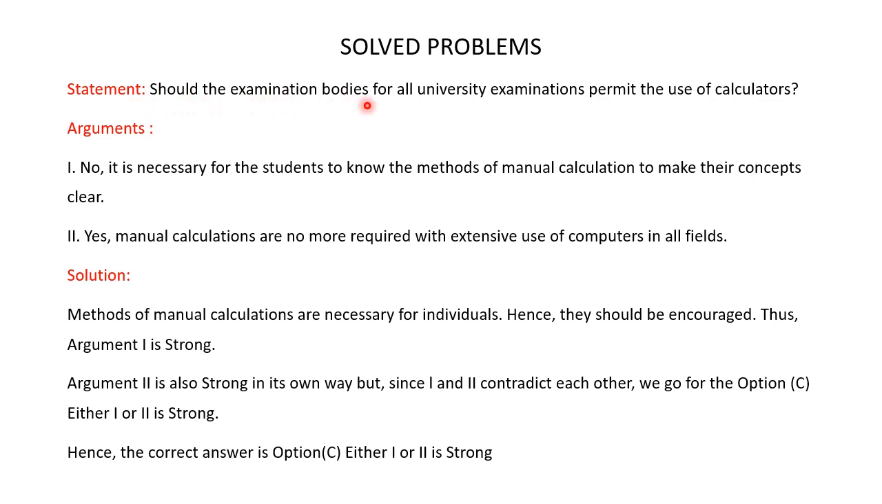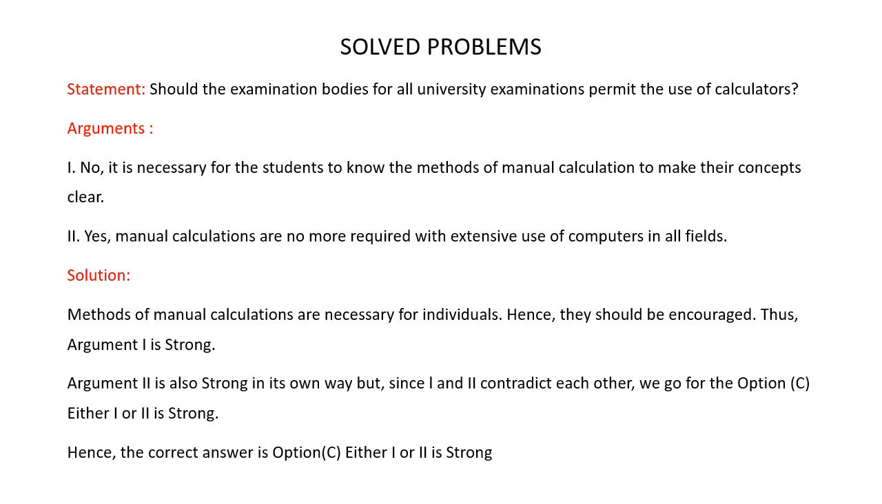Statement. Should the examination bodies for all university examinations permit the use of calculators? Arguments. Argument 1. No, it is necessary for the students to know the methods of manual calculation to make their concepts clear. Argument 2. Yes, manual calculations are no more required with extensive use of computers in all fields. Now let's find out which of these two arguments is strong.